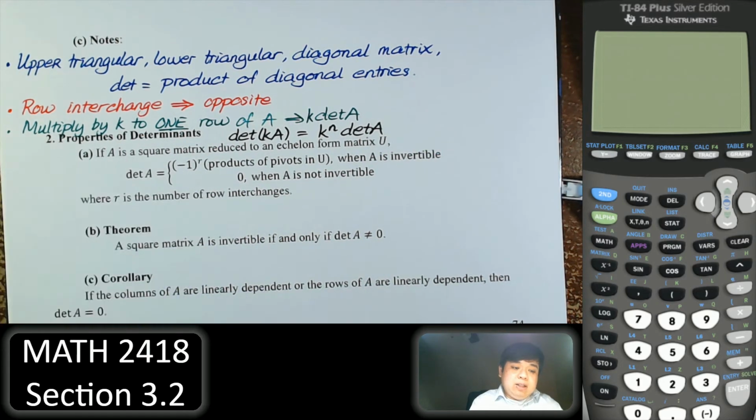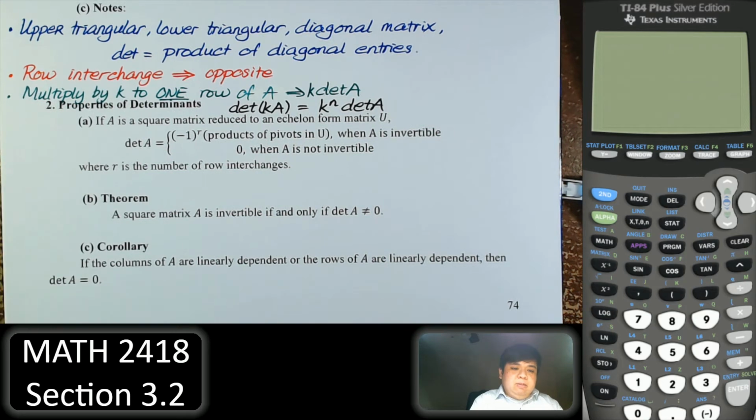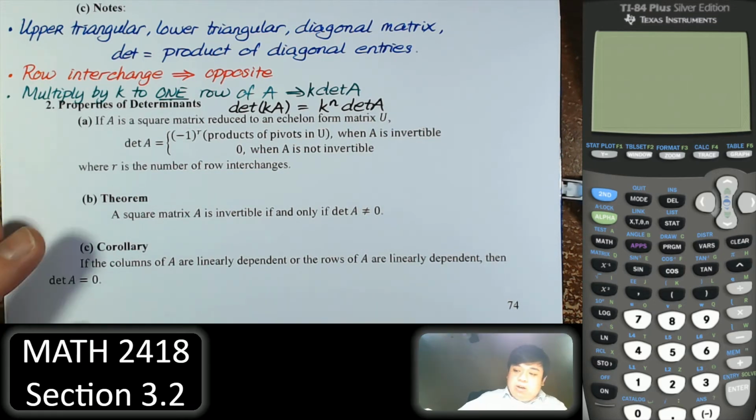So we have to do that. By the way, of course, using the row operation to evaluate determinant is not the most efficient way. The most efficient way is just to use the cofactor expansion along any row, any column. Now, this theorem is important.